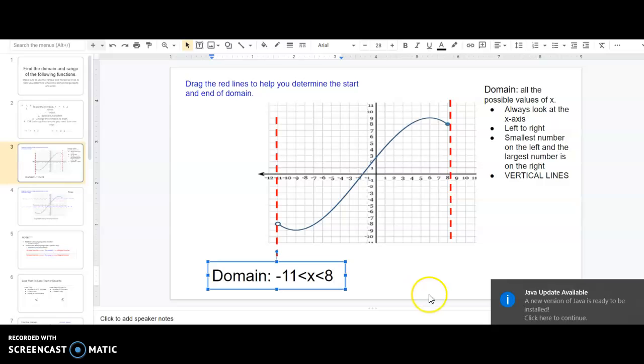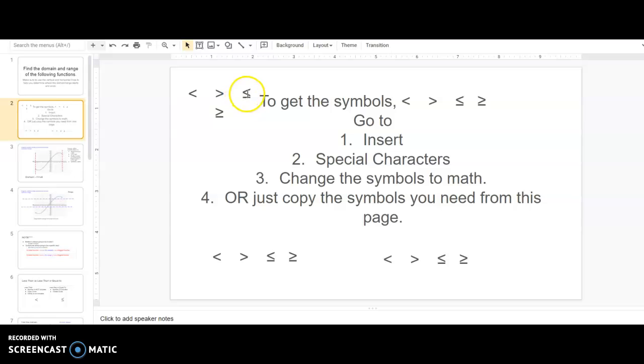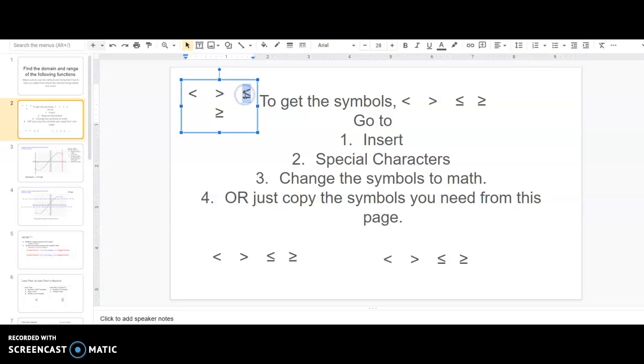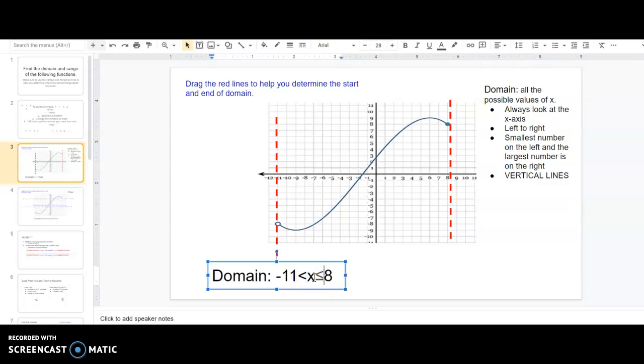Well, the detail is here at negative 11, it is less than, but not equal to, because an open circle does not include the number. However, over here at positive 8, we do have a closed circle, which means we do include the 8, which means that it's not less than, it's less than or equal to. Because of the closed circle, it includes the 8. So that is how you write the domain for this problem.